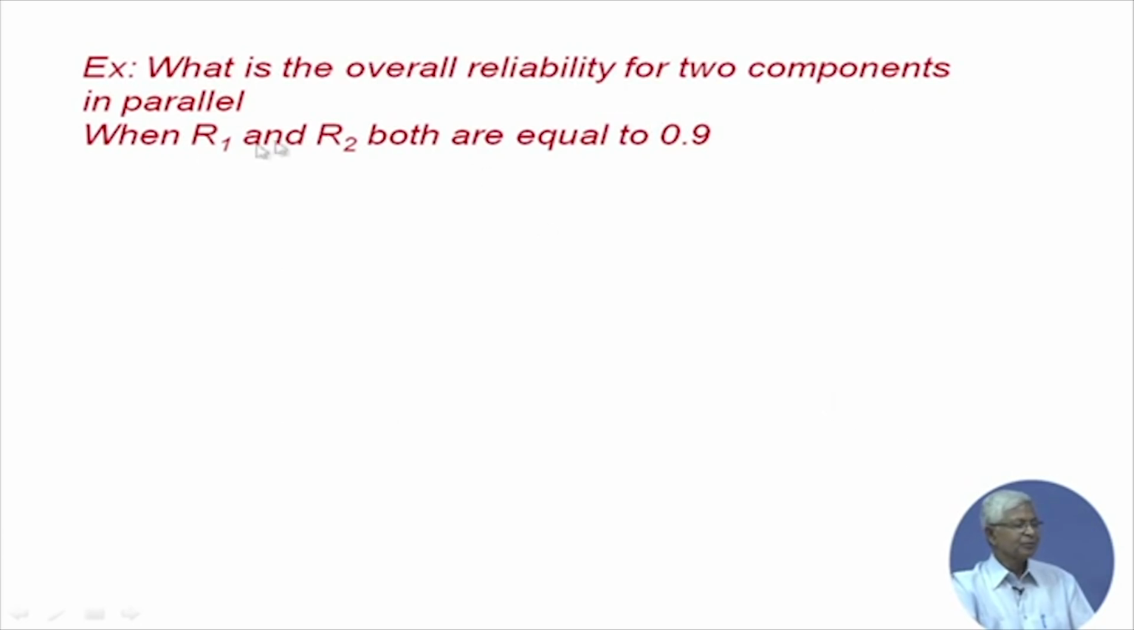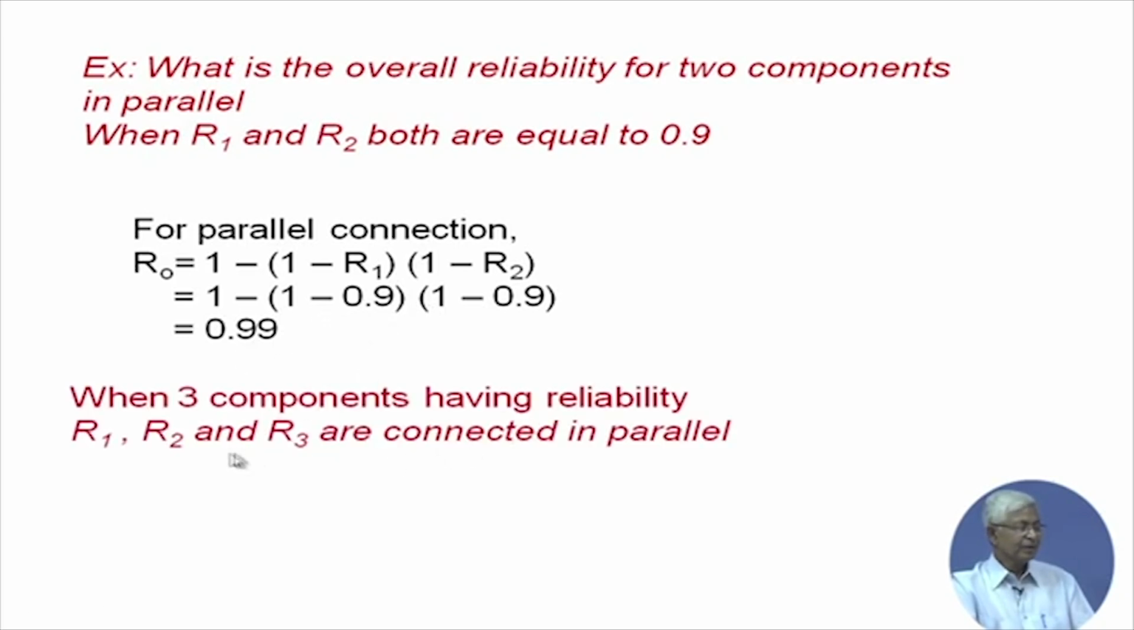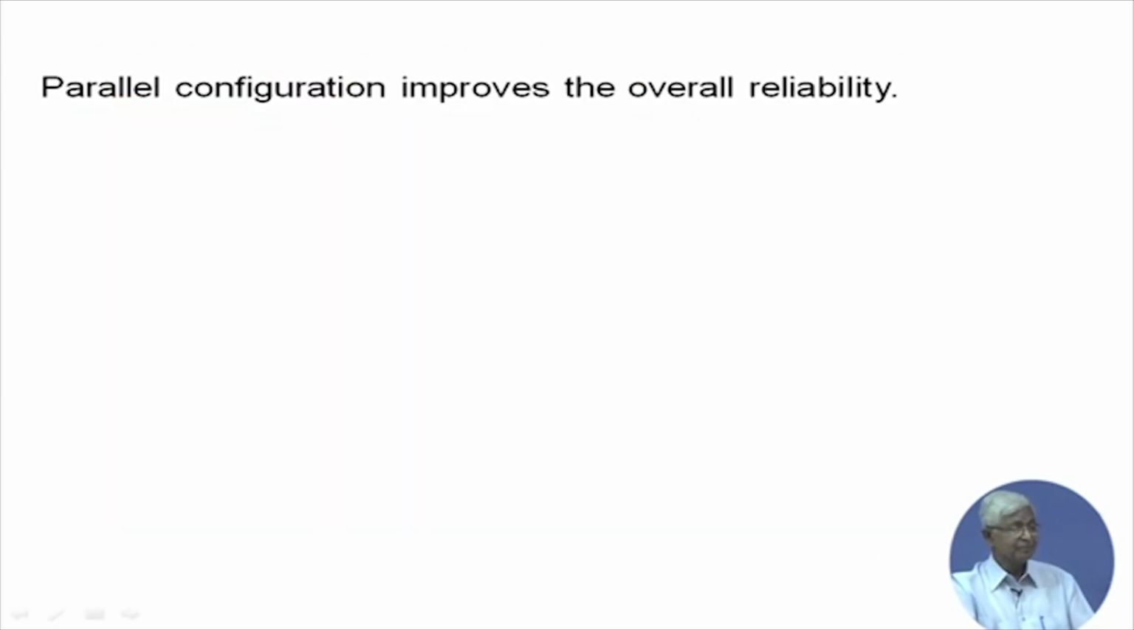What is the overall reliability of two components connected in parallel when both are 0.9? By putting in the same relation, R0 is equal to 0.99, because it is 1 minus (1 minus R1) into (1 minus R2), which is 1 minus 0.1 whole squared, that is 0.99. When R1, R2, R3, three components, are connected in parallel and all of them are 0.9, you can see overall reliability is increasing to 0.999, when for two it was 0.99. So, by increasing the number of components connected in parallel, you can increase the reliability number. Parallel configuration improves the overall reliability.